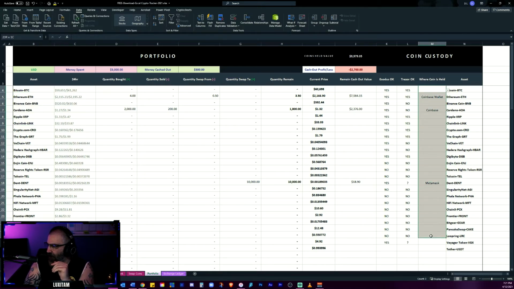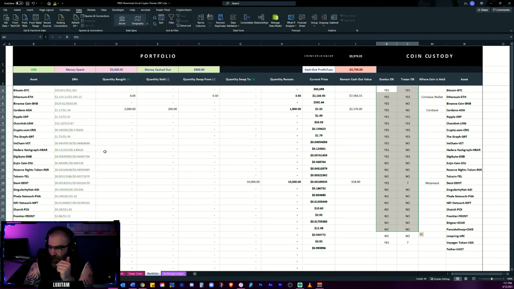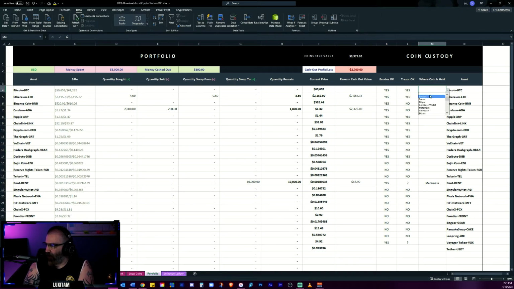Where are my coins held? Do the wallets that I use hold these particular coins? You can do this however you want. I just happen to do it like this. And then you have, where are my coins at? So if you bought a coin, you tell yourself where you put it. So I put this one here, I put this one here, I put this one here. These are the transactions, okay?